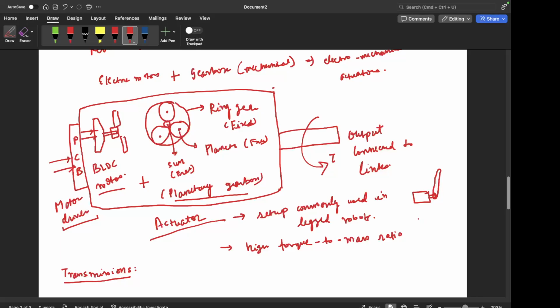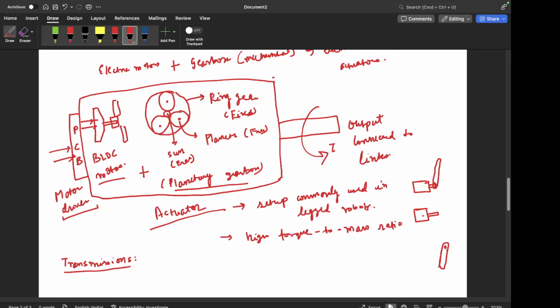But it's possible that due to space constraints or due to some very practical and crucial reasons, the link cannot be directly mounted onto the actuator, right? So let's say the actuator is here, and let's say I have to keep the link here. I have no option to take this link up here and mount it here, or I have no option to bring this actuator down here. Then how do I transmit the power from this output shaft to the link, right? So this is where transmission comes in.